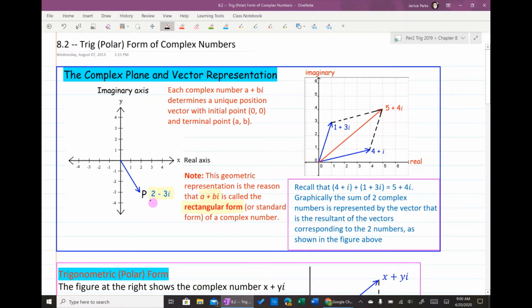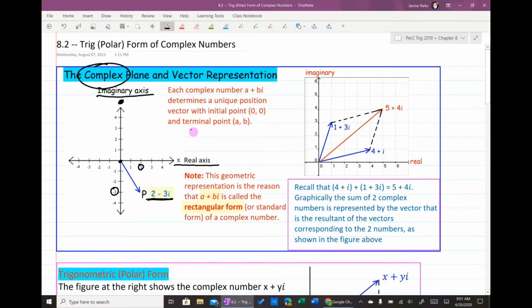So this is a complex number. That's 2 minus 3i, which represents that vector. The vector with that complex number, 2 minus 3i, starts at 0, 0 and ends at 2, negative 3. Now this is the imaginary axis instead of the y-axis. We have the real axis, and then we have the imaginary axis. And imaginary is for the complex numbers. So we have positive 2, negative 3.